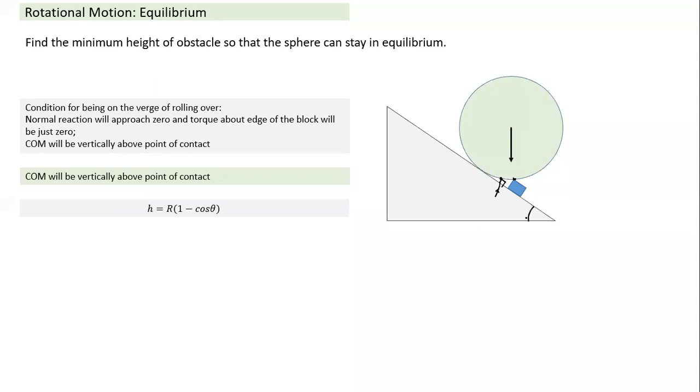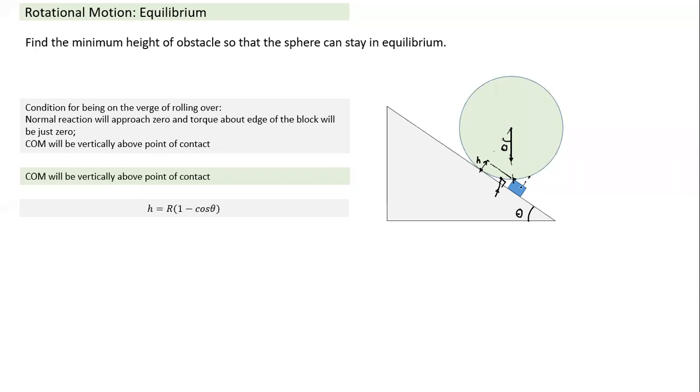If this angle is theta, then if I complete the triangle like this, and this is height h, this angle also is theta, the radius is r, and this is height h. What is this height h equal to? Height h is equal to r minus r cos theta. Height h has to be r(1 minus cos theta). If the height is equal to this, it is on the verge of sliding over, and the normal reaction is close to zero. If it is more than that, it is in a state of easy equilibrium.